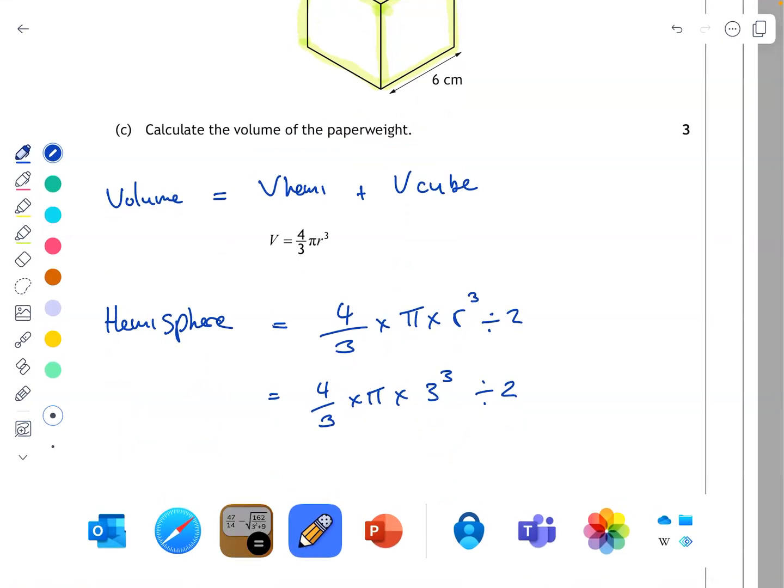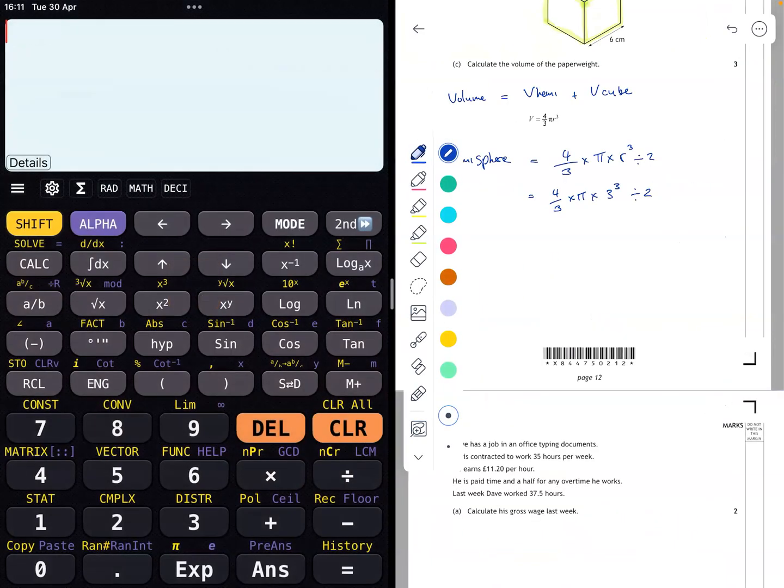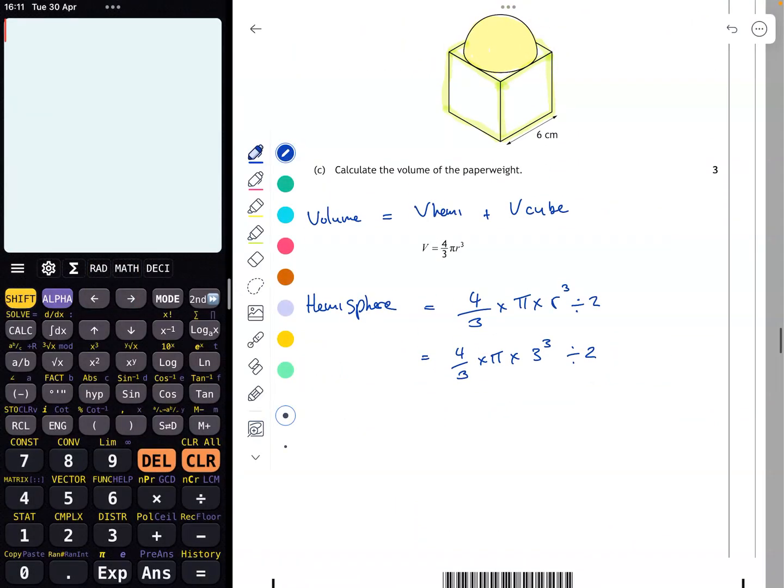I'll get my calculator just in case you're unsure how to put this into your calculator. I'm using an app on my iPad. Your calculator will hopefully look similar to this, but what you want to do is find your fraction button. So you want to get 2 boxes like this. In the top, you're going to put 4, arrow down, press 3. That's your 4/3. As a decimal, it's 1.3 recurring. Press your right arrow, and then we're going to times that by pi, and times that by the radius cubed. We don't want square, we want cubed like this. And then we're going to divide that answer by 2.